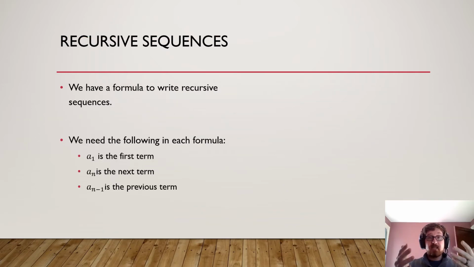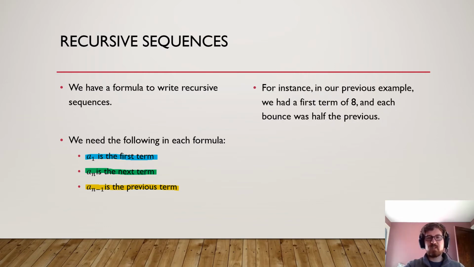Now we have a way to write these out. So instead of just writing out like, well, each time it's just half, we have a way of writing it. And it includes these. A1 is the first term, like we've seen. An is going to be the next term in the sequence. And An minus 1 is the previous term. Remember, we need a first term, like that 16 in the previous example. And then we need to know how to get each other term. So our first term was 16 in our previous example. And each bounce was half of the previous bounce. So A1 was 16. And then this would be our formula right here.